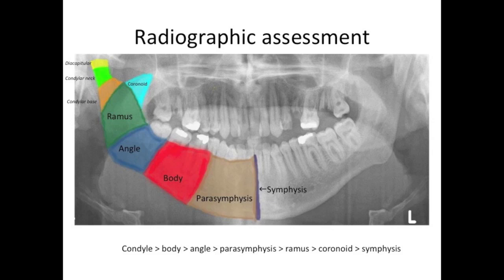Fractures are often multiple. A fractured angle and contralateral fractured parasymphysis is a common pattern. The mandibular condyle is the most commonly fractured site, whereas the symphysis is the least common.